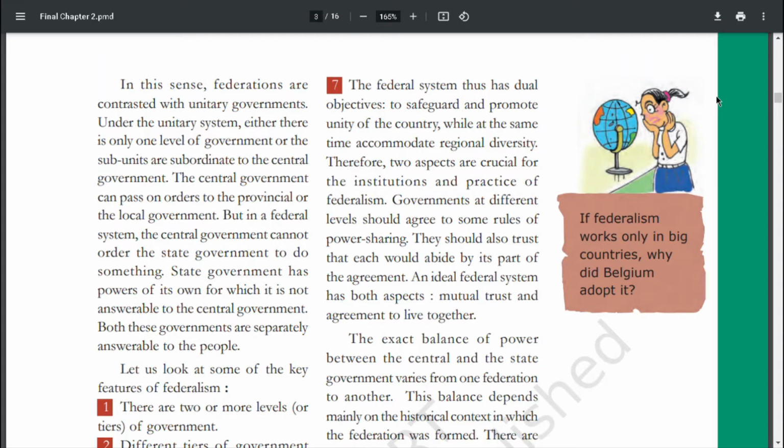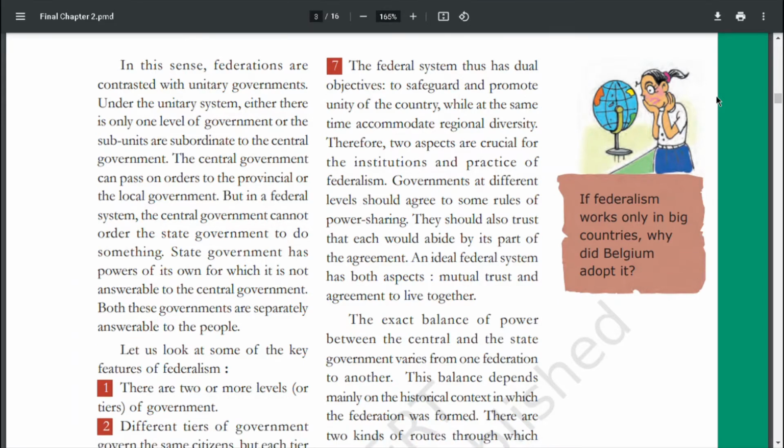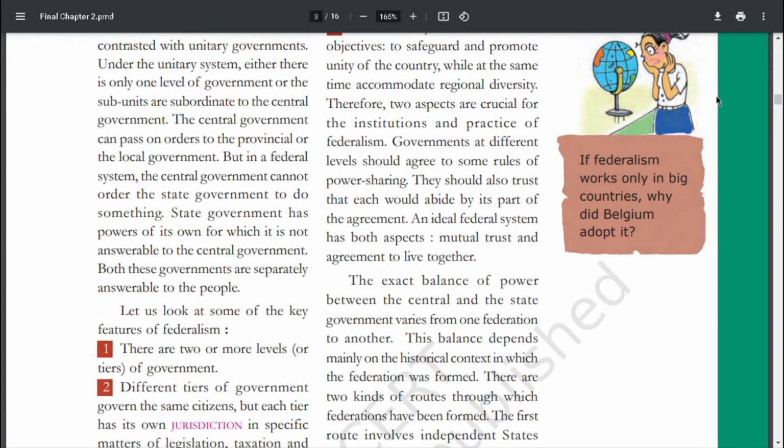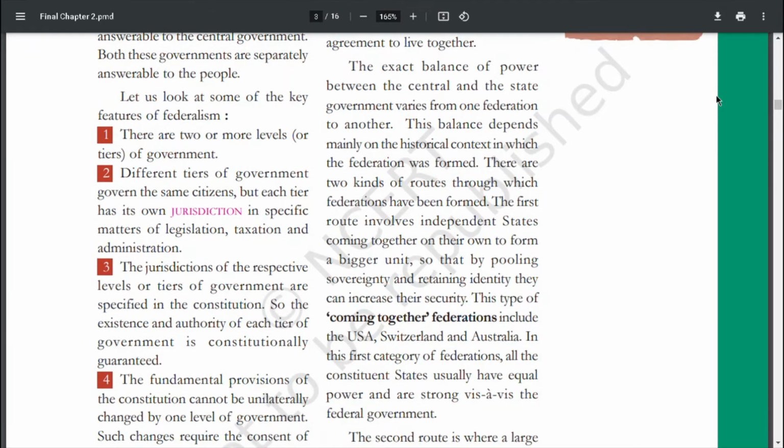Therefore, two aspects are crucial for the institution and practice of federalism. Governments at different levels should agree to some rules of power sharing. They should also trust that each would abide by its part of the agreement. An ideal federal system has both aspects: mutual trust and agreement to live together. The exact balance of power between the central and the state government varies from one federation to another. This balance depends mainly on the historical context in which the federation was formed.